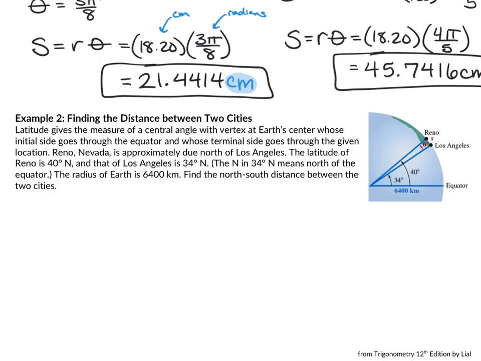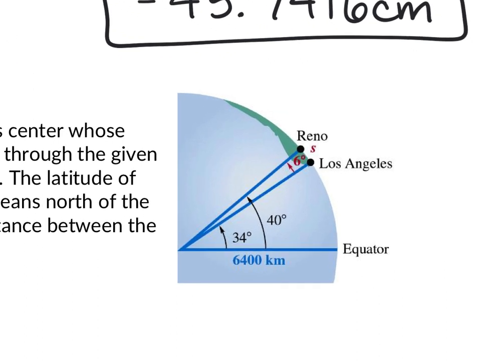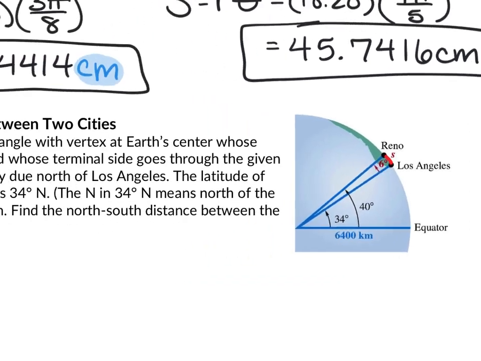If I zoom in on this picture, we are trying to find this measure of the arc. We know that the angle between these two cities is 6 degrees. How did they get 6 degrees? 40 minus 34. So you had the latitude of Reno and the latitude of Los Angeles. We subtracted them to find the angle between them. We also know the radius of the Earth, 6,400 kilometers. So we actually have enough information to find this arc length between the two cities.